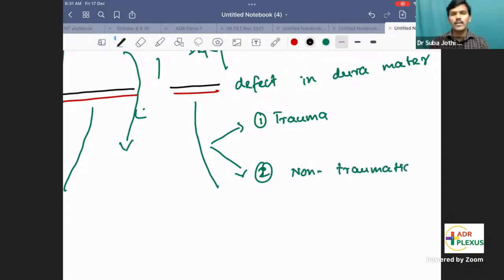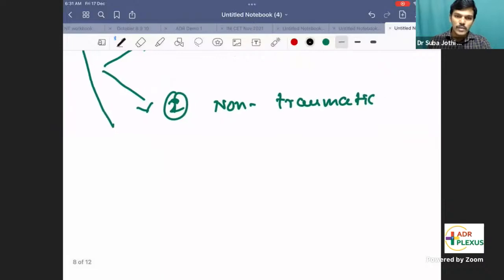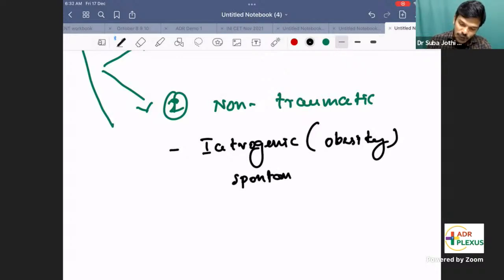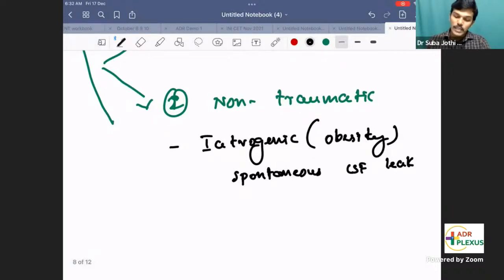First, the familiar things. What are the familiar things? Yes, Prakali has answered iatrogenic. Iatrogenic is a fantastic answer. So iatrogenic CSF leak is very important. Why? Because the spontaneous type has no proven causes. Some say that obesity can be a cause that leads to spontaneous CSF leak. Okay. Now, what are the other causes?